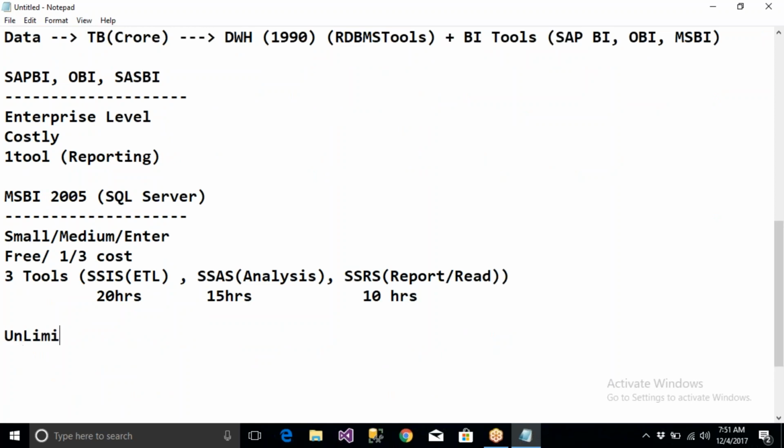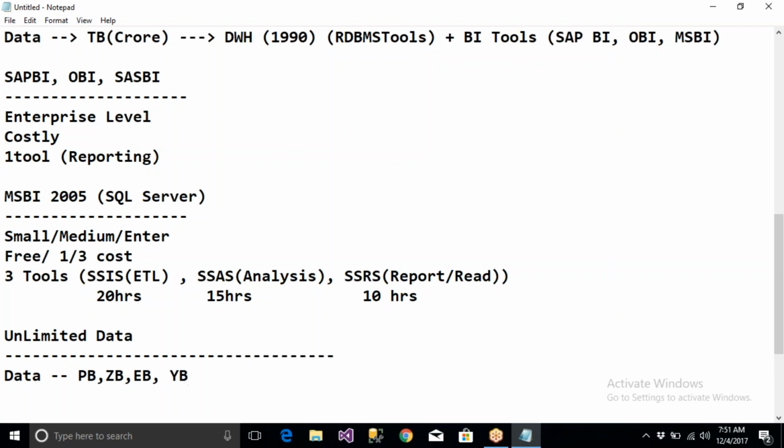So when you have unlimited data, storing is a big issue, and processing is a big issue. I'm talking about data sizes in petabytes, zettabytes, exabytes, yottabytes. When you have this kind of data, processing is a lot of problem. This is called big data. Big data is a big problem.